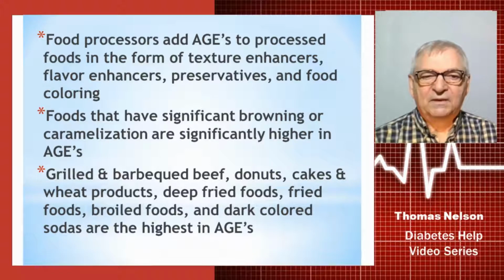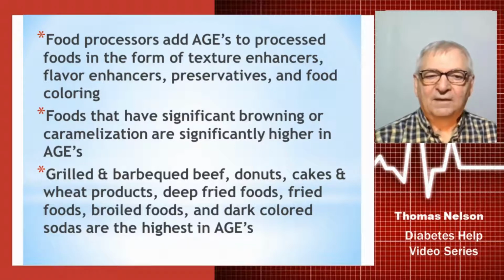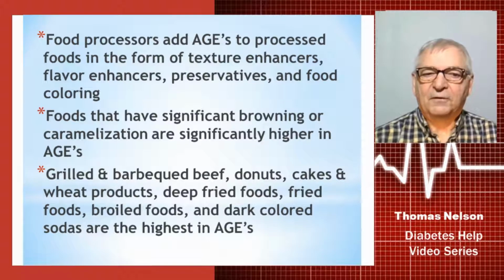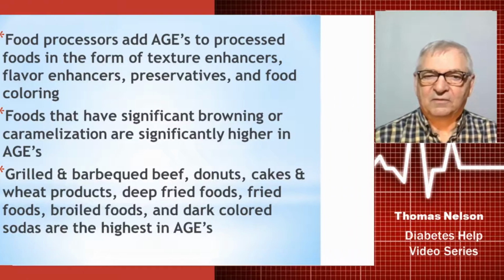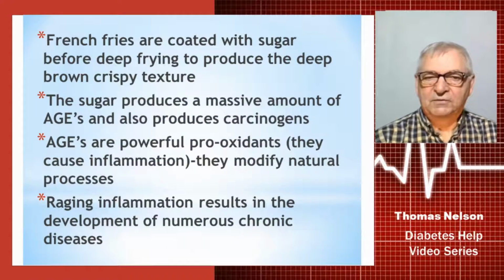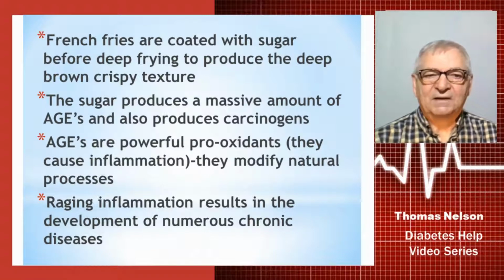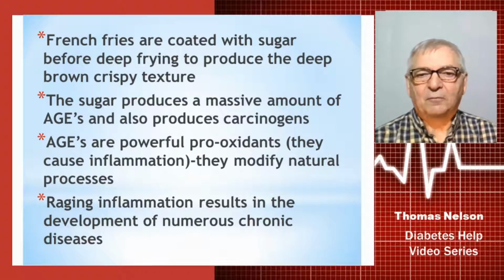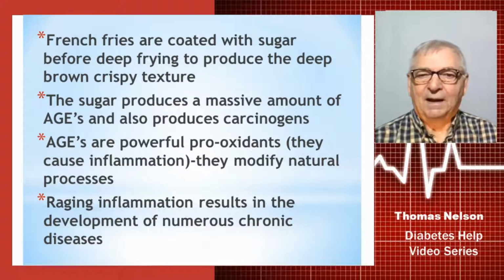Grilled and barbecued beef, donuts, cakes, and wheat products, deep-fried foods, fried foods, broiled foods, and dark-colored sodas are the highest on the list of those that produce AGEs when you consume them. They contain the most. So French fries are usually coated with sugar before they're deep-fried, and that produces a very deep brown, crispy texture, just the way everybody likes it. The sugar produces a massive amount of AGEs during that deep frying process, and it also produces carcinogens.